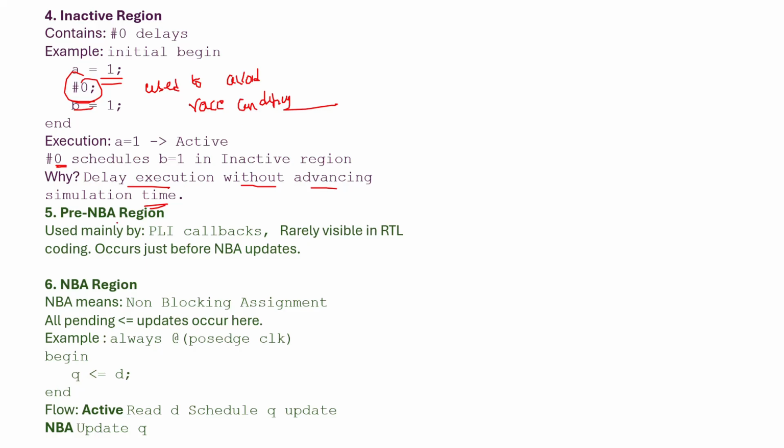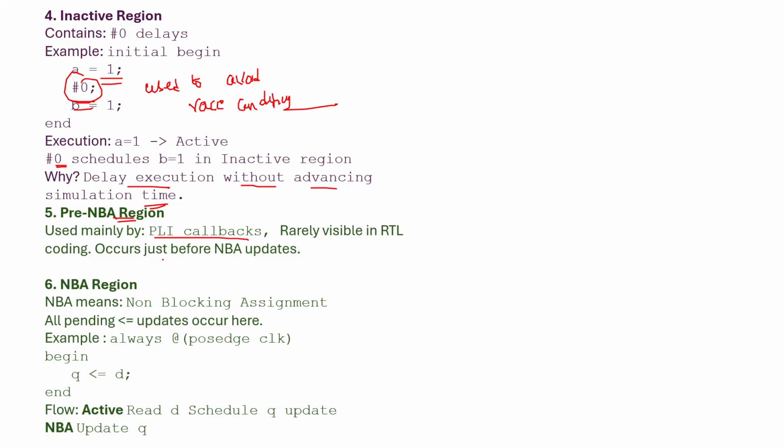And then the pre-NBA region. Pre-NBA region mainly has PLI callbacks, that means Programming Language Interface callbacks are executed here. Most of the time we are not using them in RTL, so they are rarely visible on the RTL side. Most of the time we use PLIs and DPIs on the testbench side only. That is the reason these values appear on the testbench side, and on the RTL side we rarely apply them.